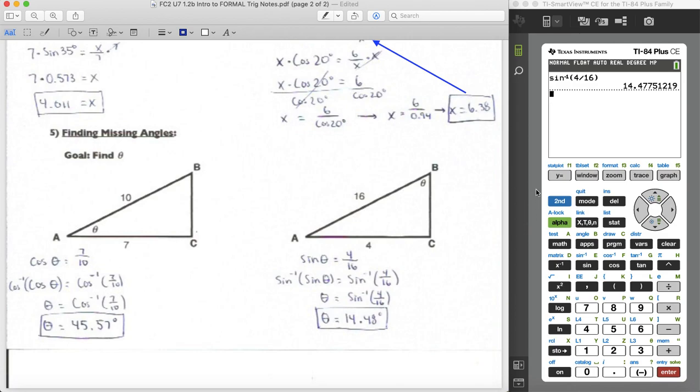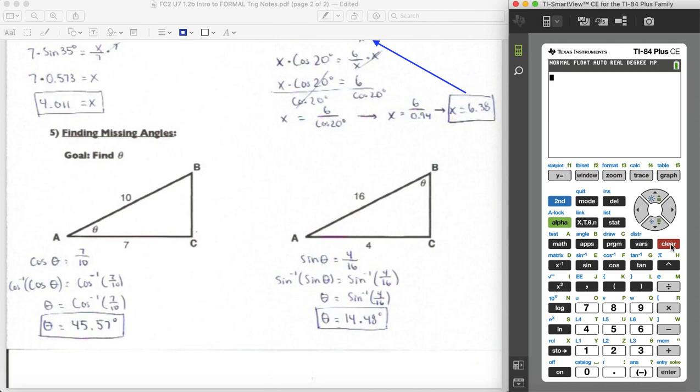How can I check to make sure I did this right? Remember, our trig functions always refer to some ratio, right? The sine of theta should equal 4/16, excuse me. 4 divided by 16 equals 0.25, right? A quarter. If I do the sine of this angle, sine of 14.48, I should get a number relatively close to 0.25 as my answer, and I do. That's always a good way to check to make sure you're doing your work correctly.